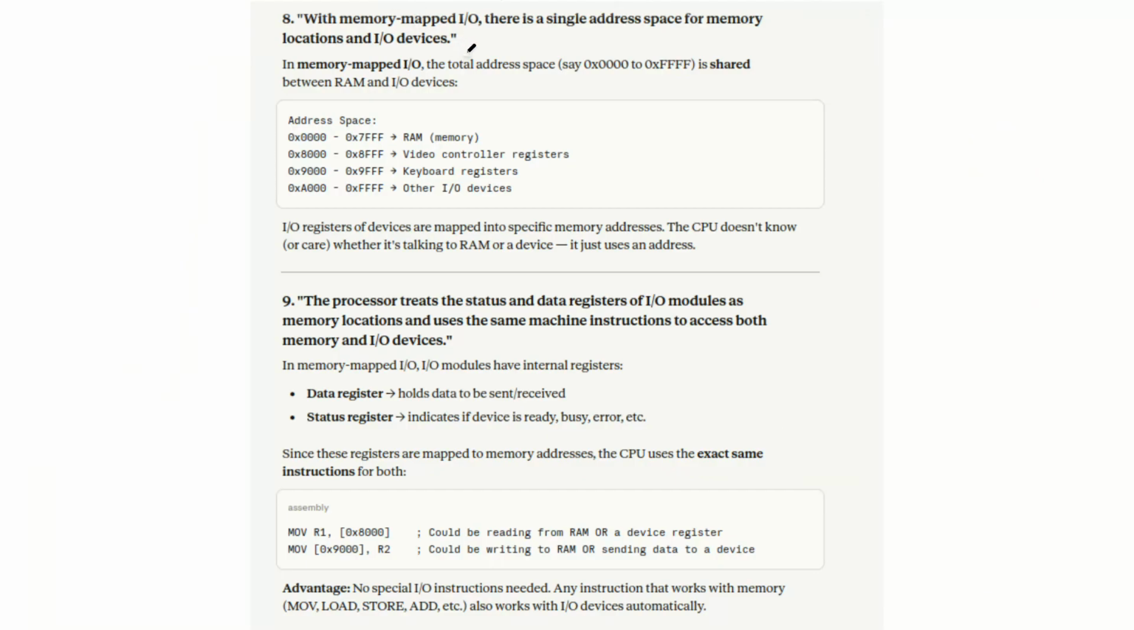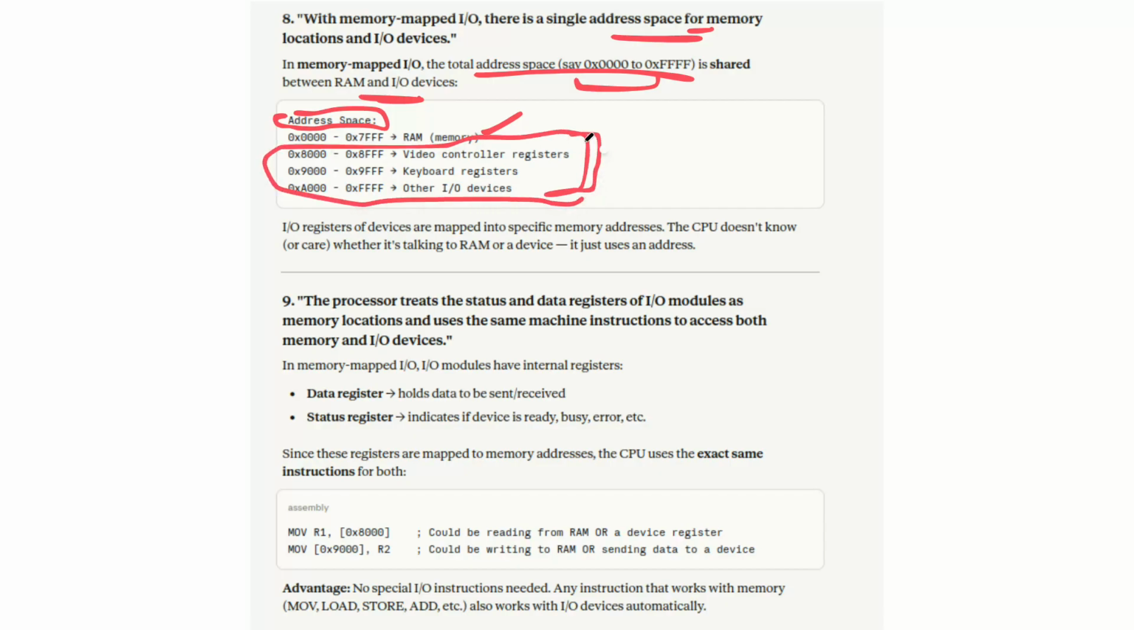Now, with memory mapped IO, there is a single address space for memory locations and IO devices. That means in memory mapped IO, the total address space is shared between the RAM and IO devices. In the address space, some is for the RAM and some of the address space would be there for the devices: video control registers, keyboard registers, other IO devices and all.